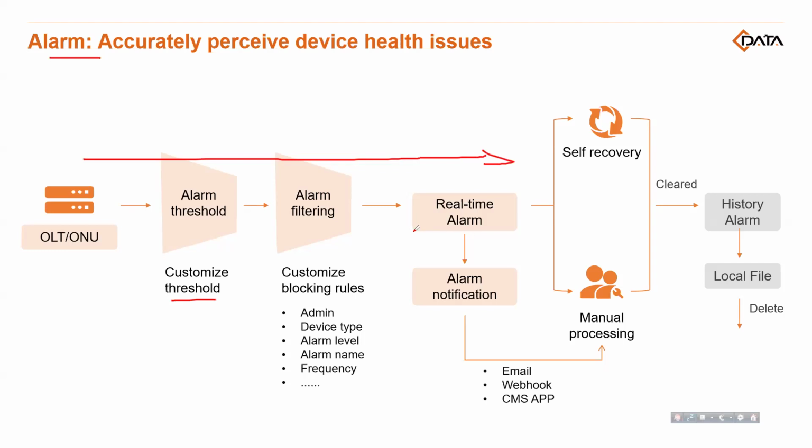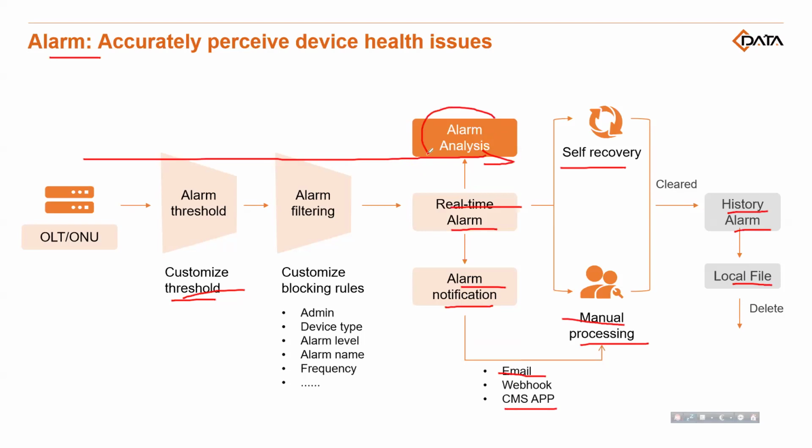Once the value of a metric exceeds the threshold, we will receive real-time alarms. You can also receive the alarm notifications through email, webhook, or CMS app. Some of them can self-recover, but others need manual processing. Once the alarms are cleared, they will be recorded as history alarms or stored in a local file.